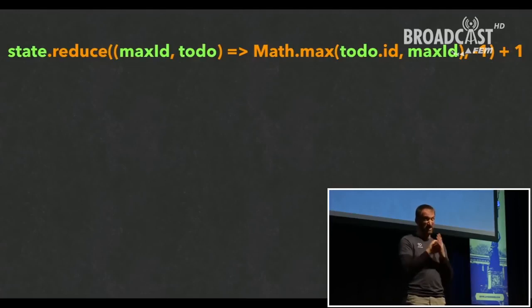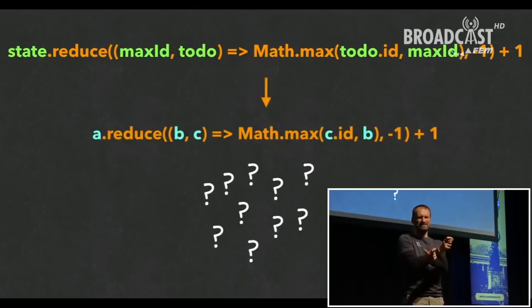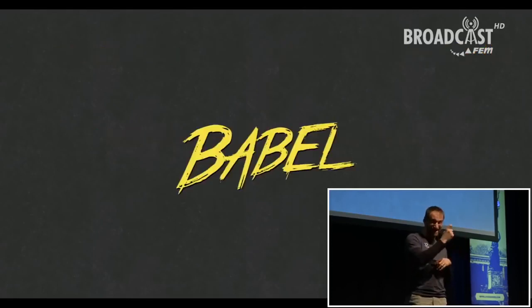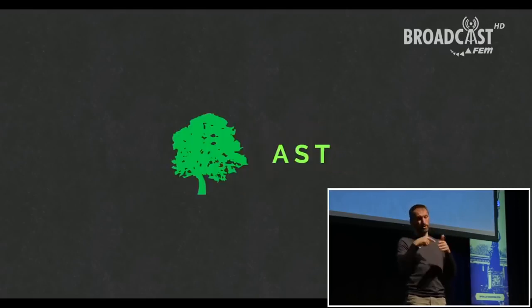So how exactly do I replace state max ID and to do with A, B, and C? Here I turn to the aid of the almighty Babel. Babel is powering a lot of what the debugger is doing, because it's telling us a lot about our code, and it's doing that through the AST. So who here knows what the AST stands for? Great. AST is abstract syntax tree, so you already know it.